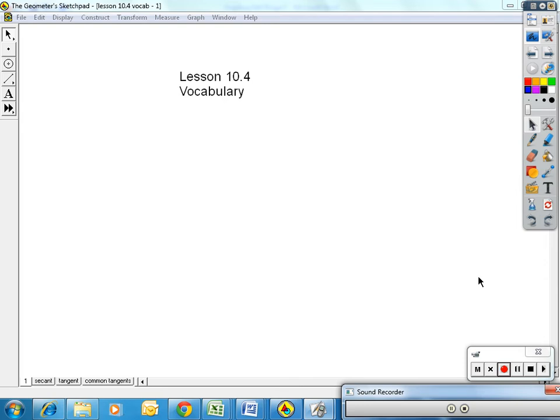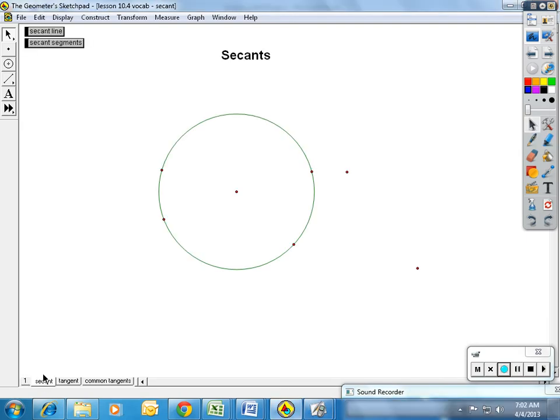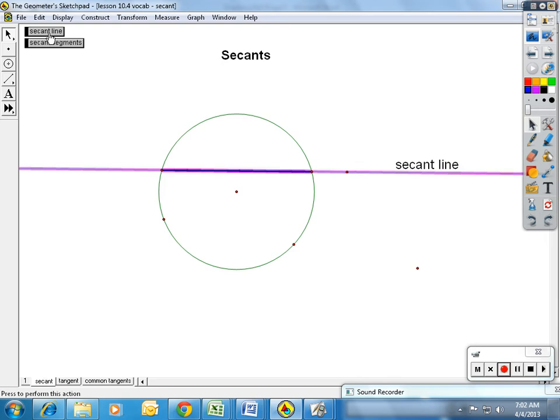There's a fair amount of vocabulary in section 10.4 that I would like to address and go over, so we'll try to be quick about it. First is what we call a secant. A secant line is simply a line that passes through a circle. You are going to find these definitions on page 459 in your book. It might be a good idea to have those pages out so you can actually write down the definition. And they have pictures there on the page.